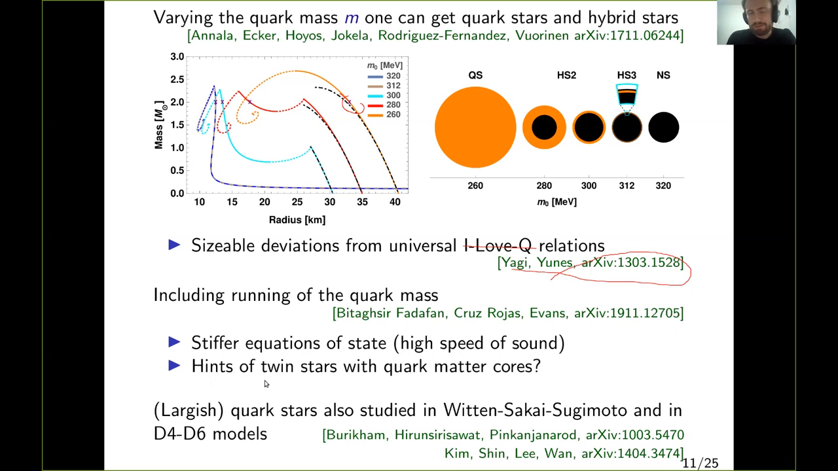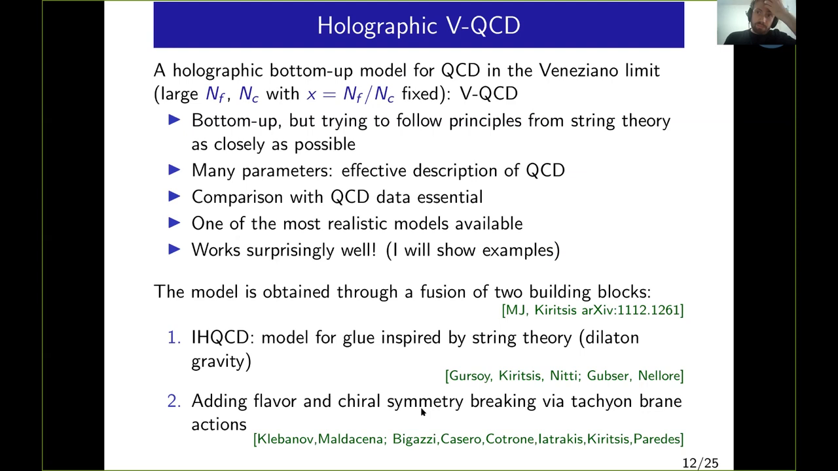And I won't go into any detail, but quark stars have also been studied in the Witten-Sakai-Sugimoto and D6 models, in the papers which I mentioned here. But now I will switch to a slightly different topic and discuss recent progress in bottom-up models, modeling dense QCD by using bottom-up models.